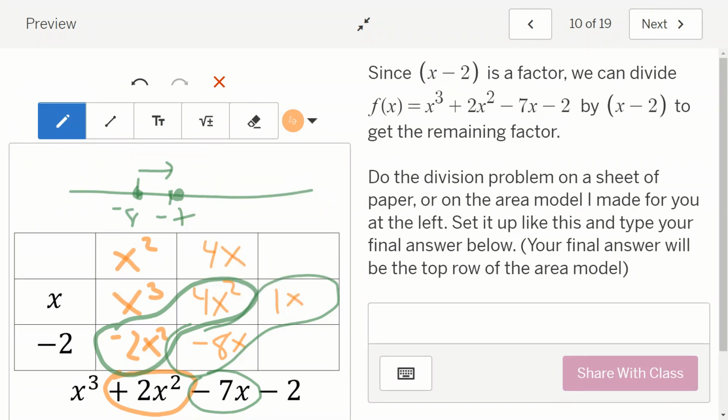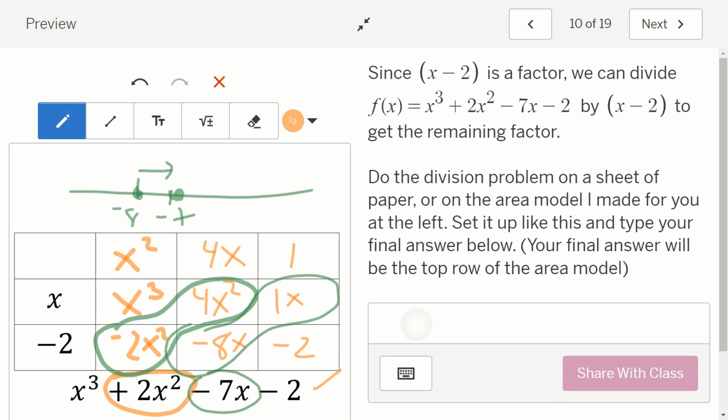1x. X times what gives me 1x? Well, that's 1. And 1 times negative 2 is negative 2. That divides evenly. Now, I mentioned it earlier, those numbers will not always match, okay? They will not always match, but if it divides evenly, they will.